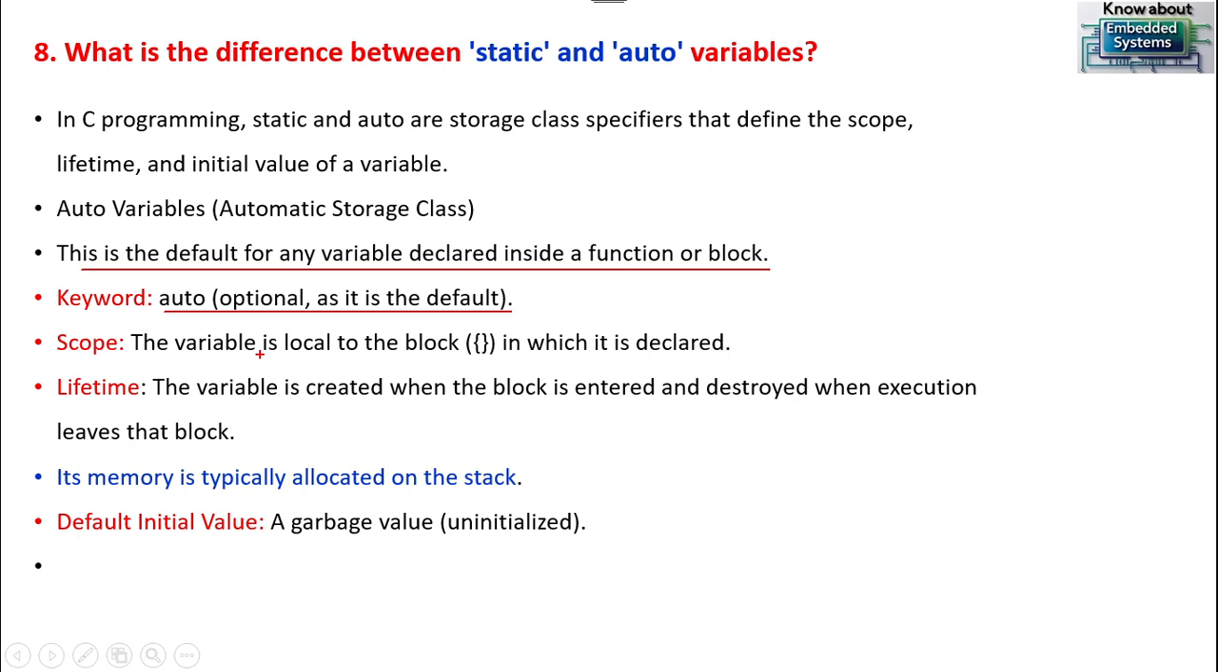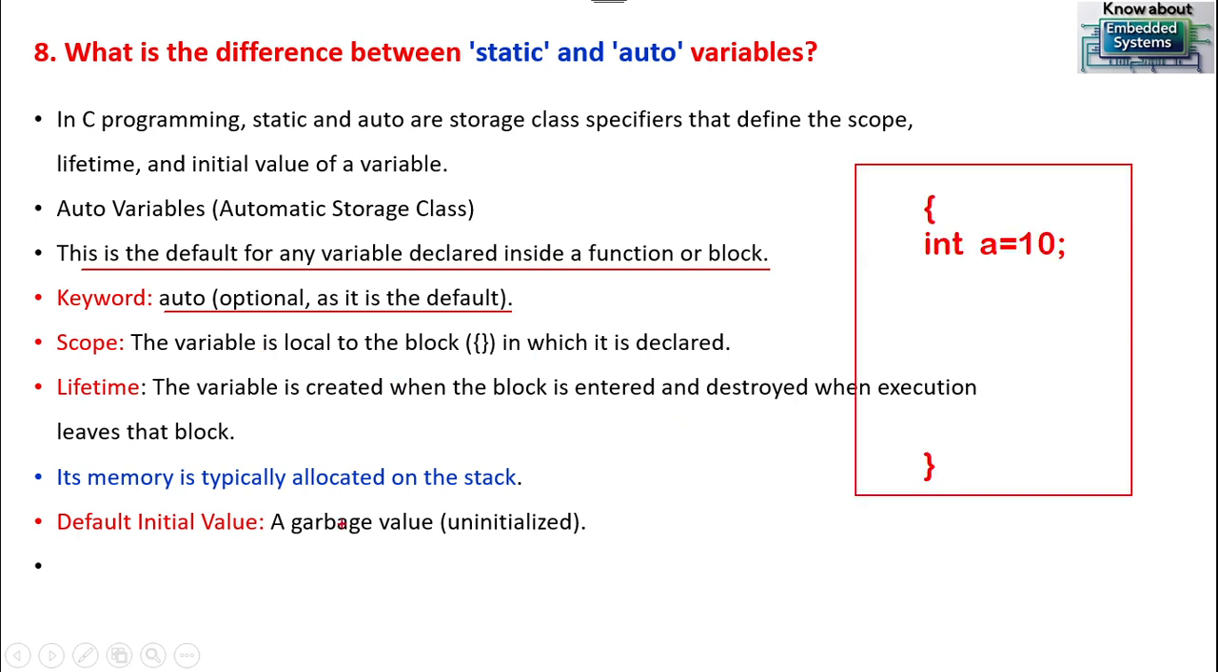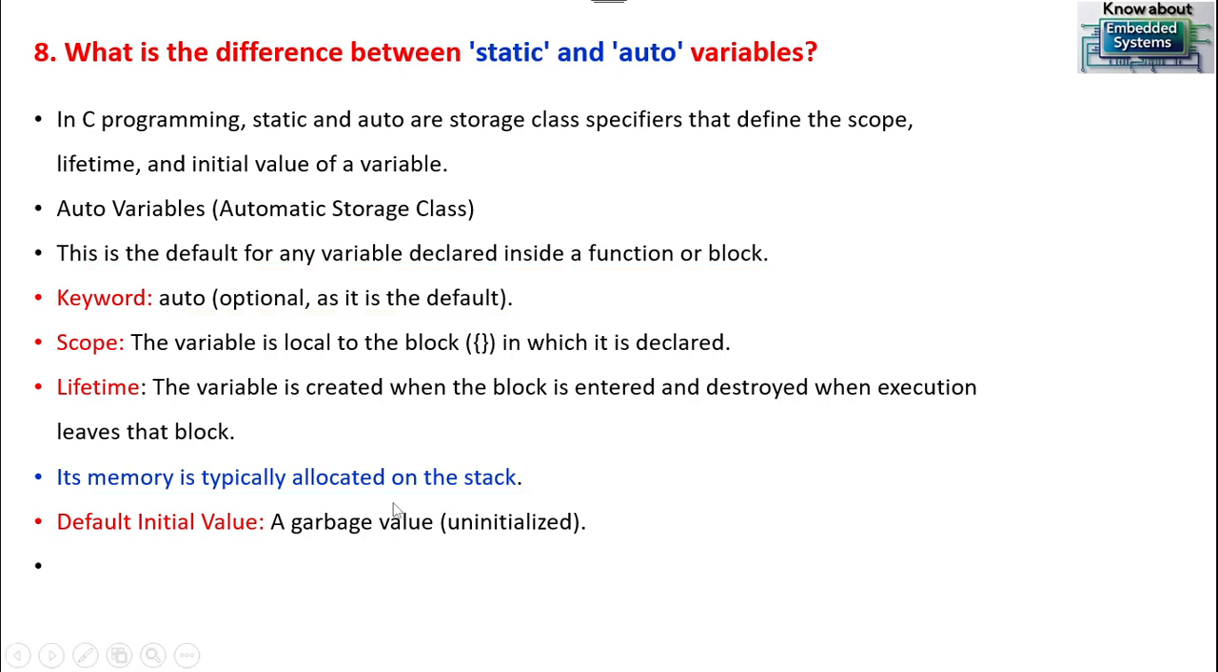The scope of the storage class is within the braces. Where will it store? It is going to store in the stack, in uninitialized data. And if you do not initialize your auto variables, they will take a garbage value. What is the default value? The default value will be garbage or uninitialized value. So this is all about the auto storage class.